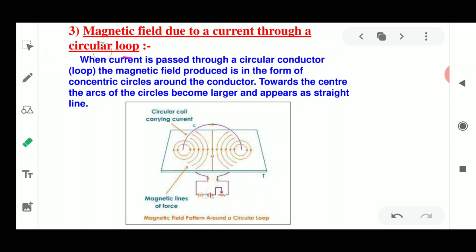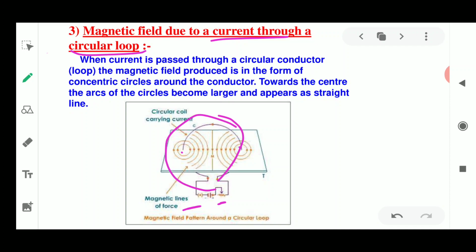So here in this topic we'll discuss the magnetic field due to the current which is going through a circular loop. Now what will happen? The setup will remain same. You will take a long cardboard. This time it will be a broad cardboard where two holes will be made, and through these holes you are going to pass a circular loop which is connected to a battery and a switch.